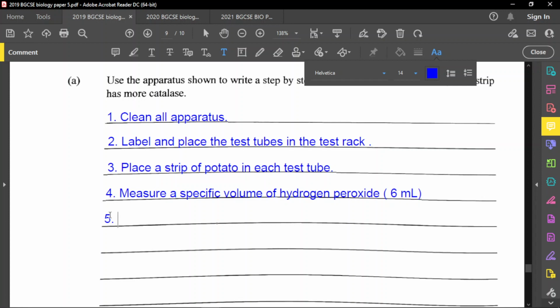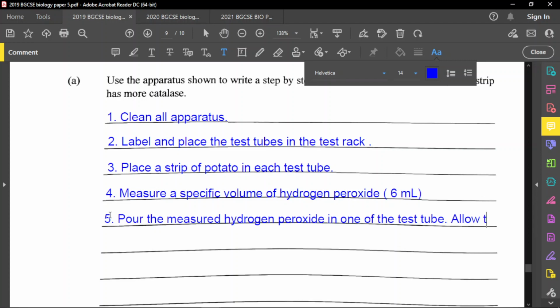So our next step here now is to pour the hydrogen peroxide in one of the test tubes. I'm not going to say in two. I'm going to make sure to do this one at a time. So pour the measured hydrogen peroxide in one of the test tubes. Make sure you say in one of the test tubes, not in both of them, but in one. You do it one at a time.